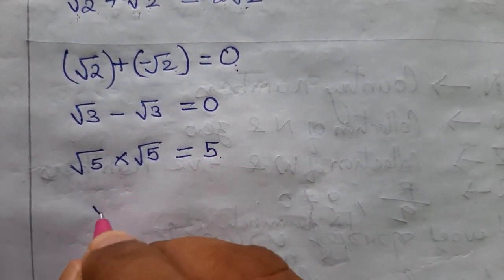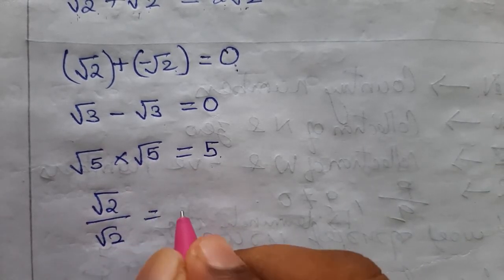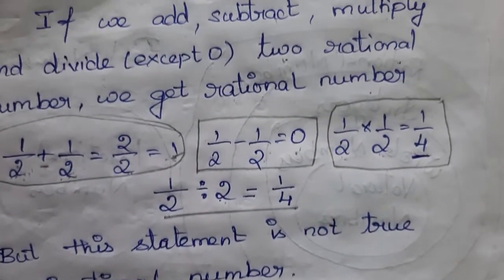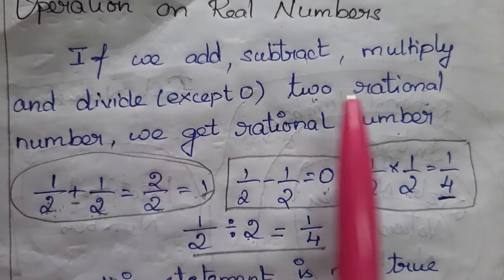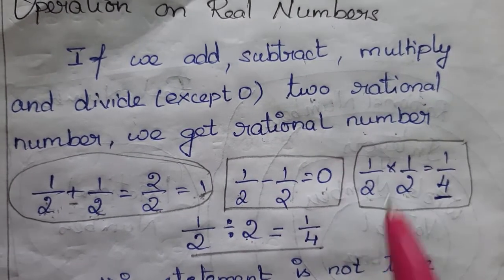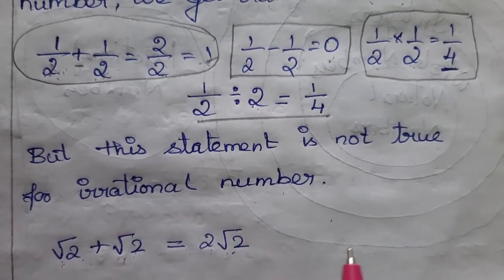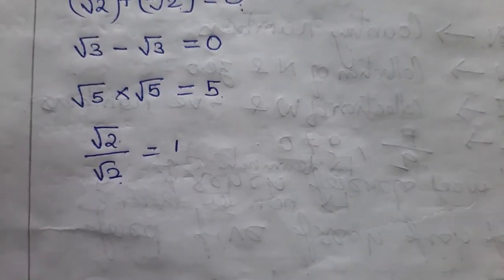Next we are going to see a division. Same division, you can take the same number, square root of 2 divided by square root of 2. The answer is what? It's 1, right? It's a rational. It's not irrational, but square root of 2 and square root of 2 are irrational, right? So it's clear from these examples. If you add, subtract, multiply, divide two rational numbers, the result is a rational number. But when we do it for irrational numbers, it is not true always. Sometimes, but not always. So it is not true, right?